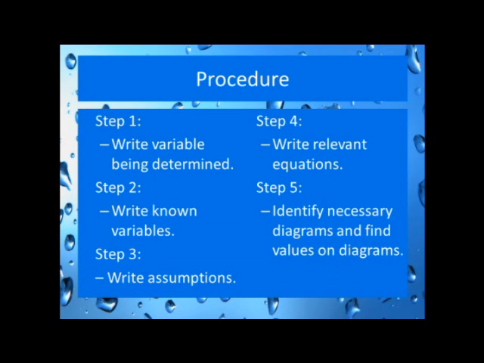We will solve this problem using 7 basic steps. In step 1, we will write the variable being determined. Step 2, we will write down our known values. Steps 3 and 4 will include assumptions and relevant equations which will be used to solve the problem. In step 5, we will identify necessary diagrams and find the values that we need from these diagrams.